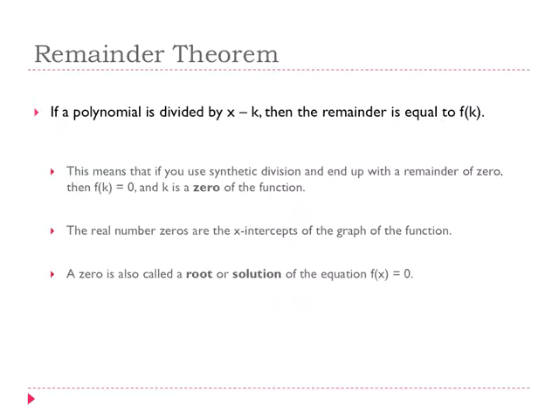So we've got some other information here for you. It says the real number zeros are the x-intercepts, okay? And that means if we were to graph the function, the zeros are the places where the actual graph crosses the x-axis, okay? And just so you know, another name for a zero is a root, and we can also call it a solution of the equation. So all of this is good information.